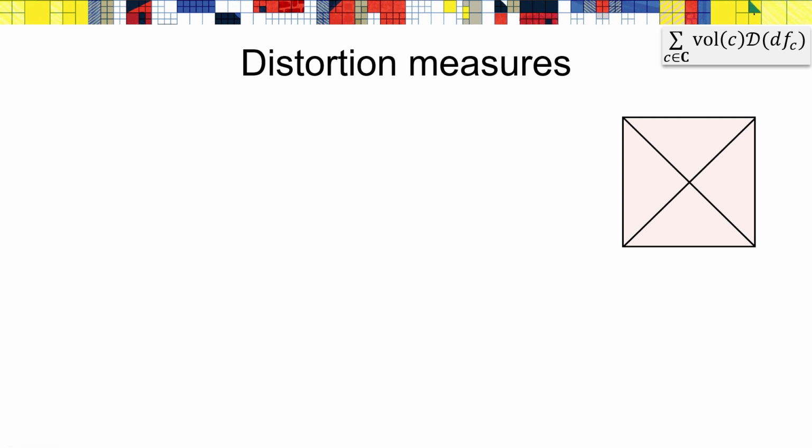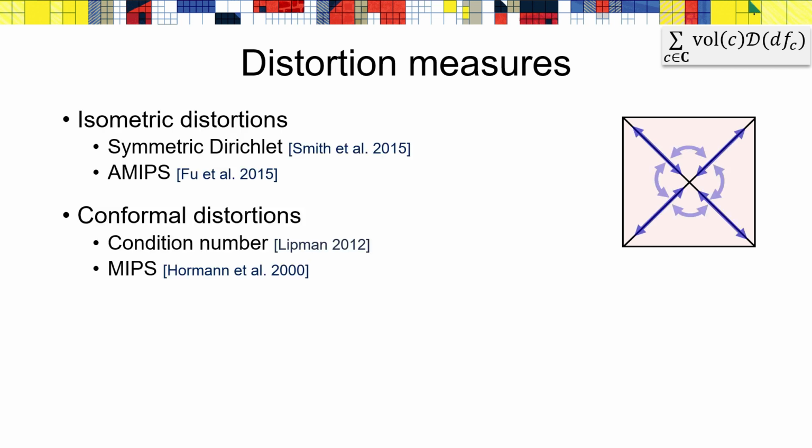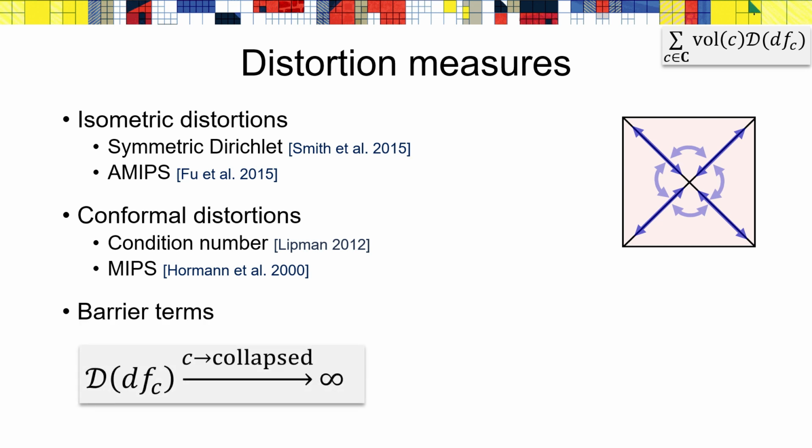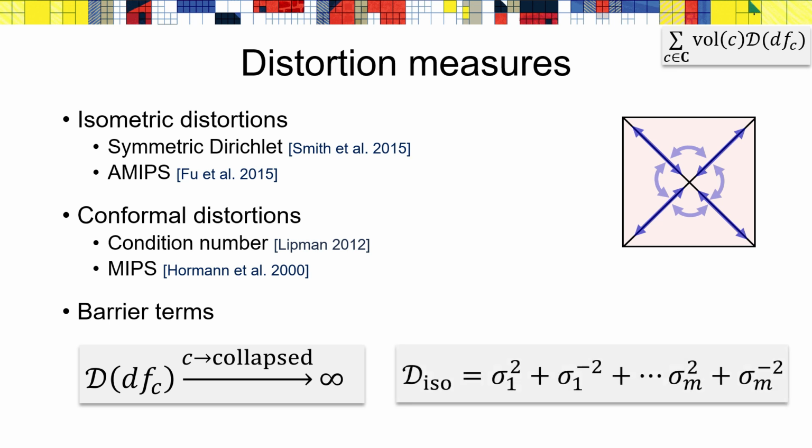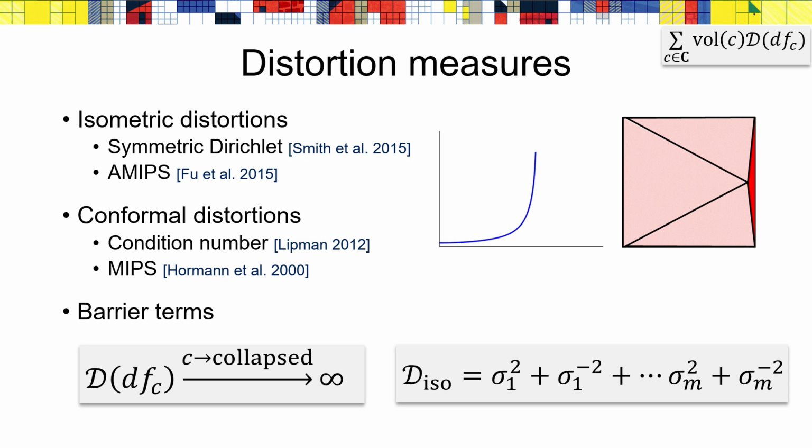First, let's review the most common distortion measures employed in geometric optimization. Those are isometric and conformal distortions, which are lengthwise and angle-wise measures respectively. Usually, if you collapse target elements, then those measures approach infinity because of barrier terms that explode on degenerate elements. For example, consider the following symmetric Dirichlet energy that measures isometric distortions. The barrier term of this energy prevents positively oriented elements from being collapsed. And this is a good property, but under invalid initialization, this property of the energy also prevents optimization from fixing the existing inversions. And that is a bad property.